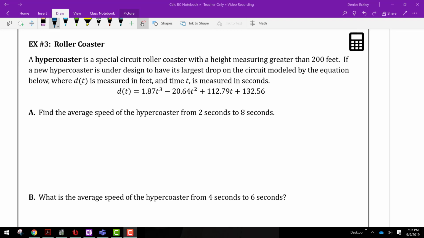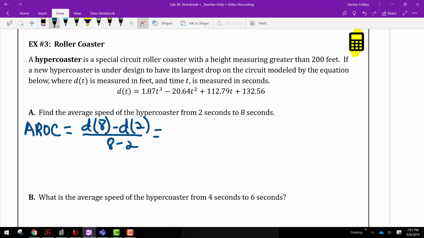Now this equation is a little more complicated than the last one, so I'm going to use a graphing calculator. And if you notice here in the corner, it does show that this would be a calculator type problem. So what I'm going to do is say the average rate of change is going to equal d of 8 minus d of 2 all over 8 minus 2. And I'm going to use the graphing calculator in the table to give me these values.